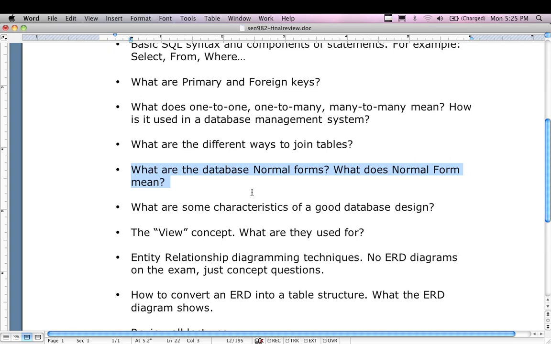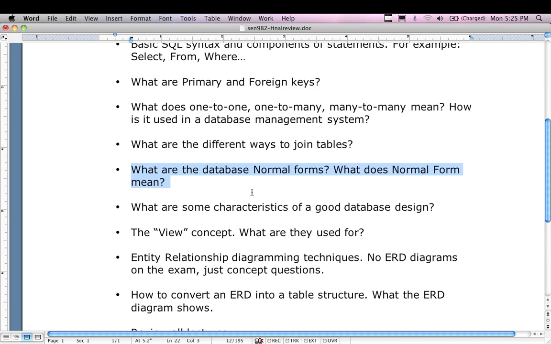You don't have to look at something and tell me what normal form it's in. You don't have to do that either. It's going to be on database issues that create a problem in terms of the normal form.